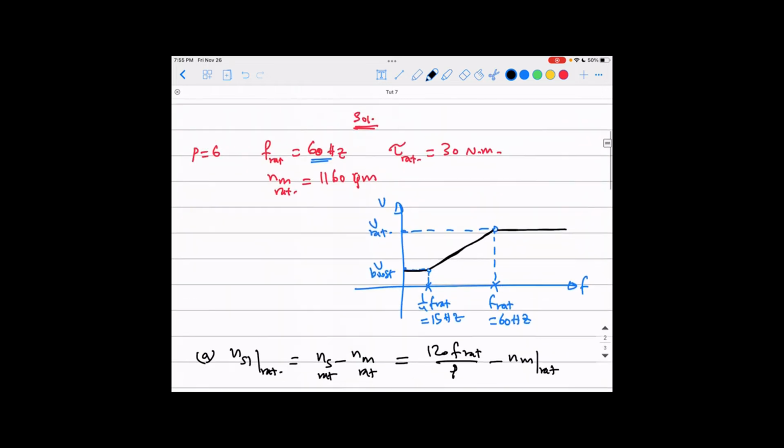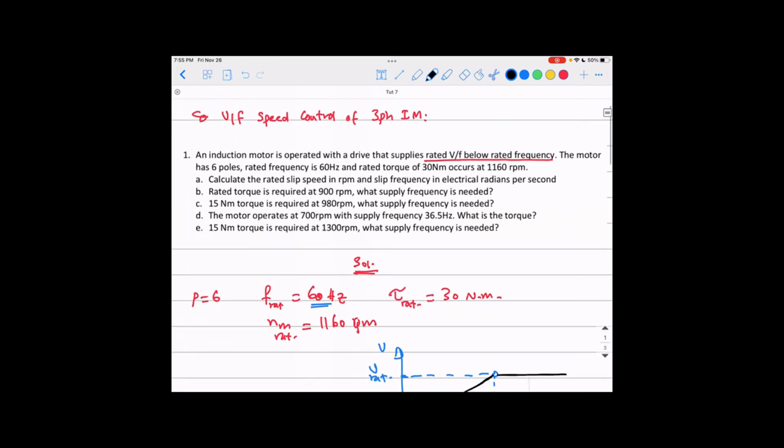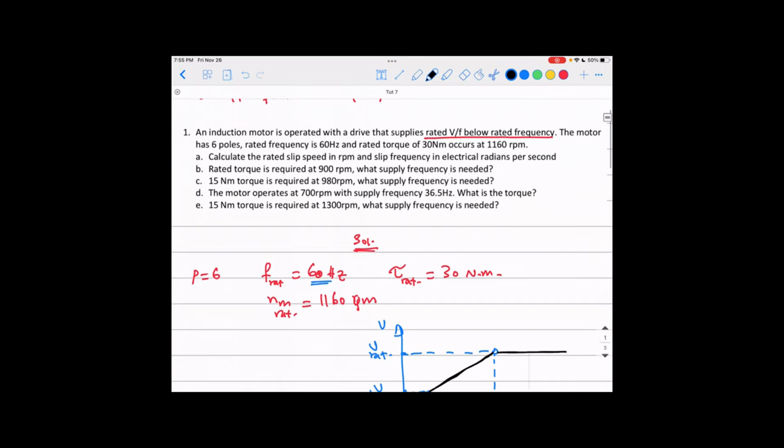That's why I was asking you to find the slip frequency in electrical radians per second. That means he wants the omega because he wants it in radians per second, and he's just specifying it to be electrical radians per second. That's why we multiplied it by P over 2. Okay, guys?